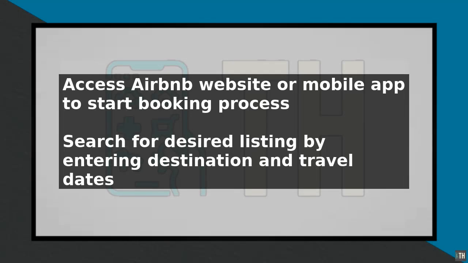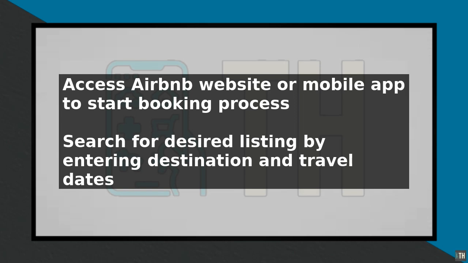To enter a promo code on Airbnb, start by going to the Airbnb website or opening the Airbnb app on your mobile device. Once you have accessed the platform, begin by searching for the listing you want to book. You can do this by entering your destination, travel dates, and the number of guests in the search bar.